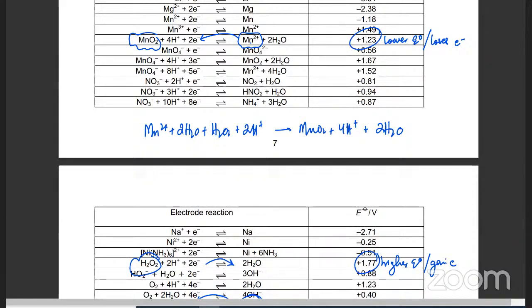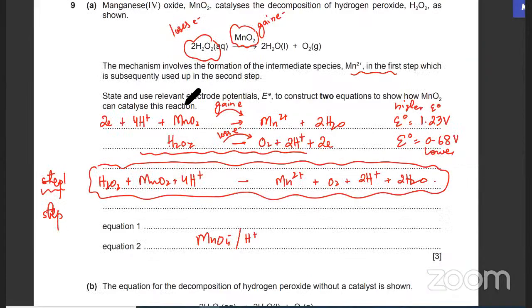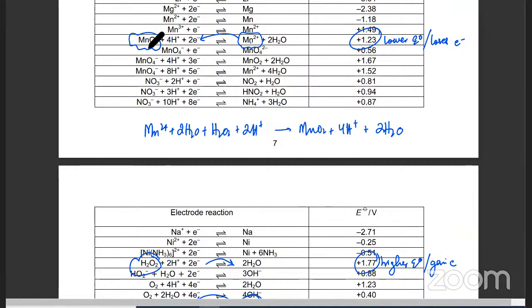Just a quick recap on the whole question. You can remember this is a slightly difficult question. They told us that Mn2 plus is formed, so MnO2 turns into Mn2 plus. The whole data booklet had only one equation where you had MnO2 turning into Mn2 plus. Is this clear?